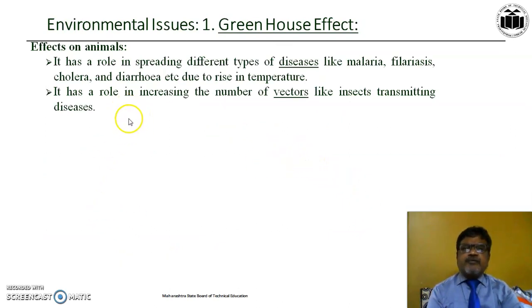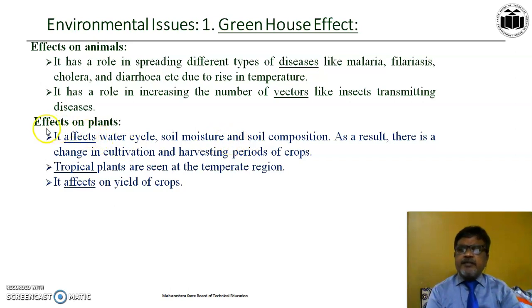Now the effects of the greenhouse effect on animals. Due to the greenhouse effect, various diseases spread, such as malaria, filaria, cholera, and diarrhea due to rise in temperature, and vectors like insects transmitting various diseases increase. It has some effects on plants also. It affects the water cycle, soil moisture, and soil composition. As a result, there is a change in the cultivation and harvesting period of crops. Tropical plants are seen in the temperate region. It affects the yield of the crop.